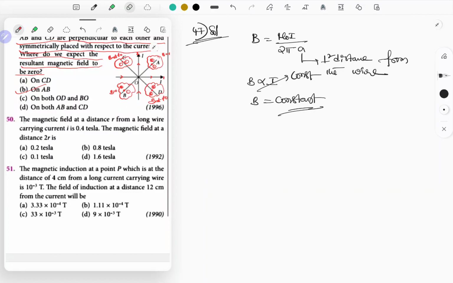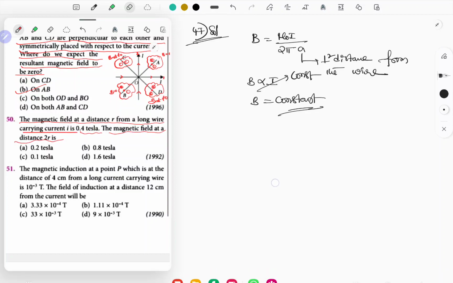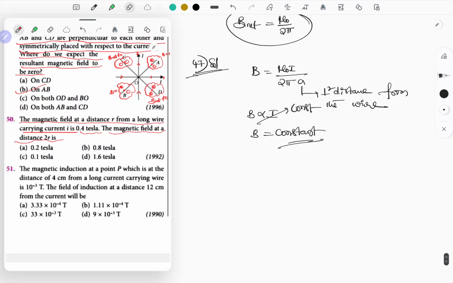Next, question number 50. Magnetic field at a distance R from a long wire carrying current I is 0.4 Tesla. The magnetic field at a distance 2R is? Magnetic field due to a straight wire formula is mu naught I divided by 2 pi R. This is the formula.